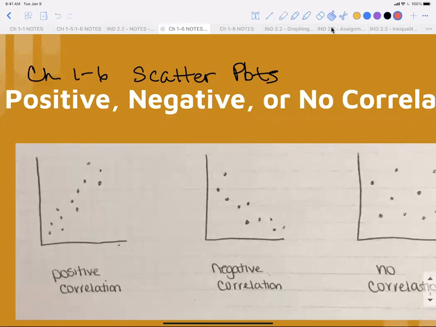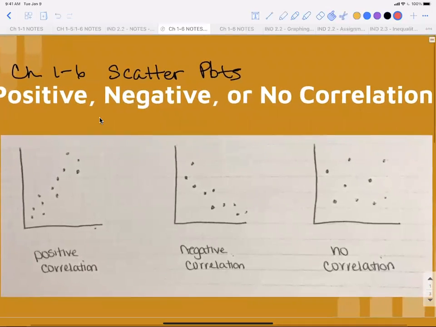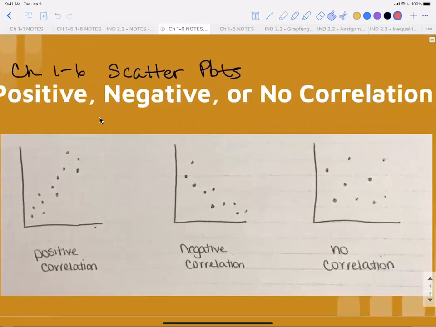All right, so we've got chapter 1-6 and scatter plots. A lot of this overlaps, which is why I was going to try to combine 1-5 and 1-6, but the notes went a little long, so I just decided to keep it separate.